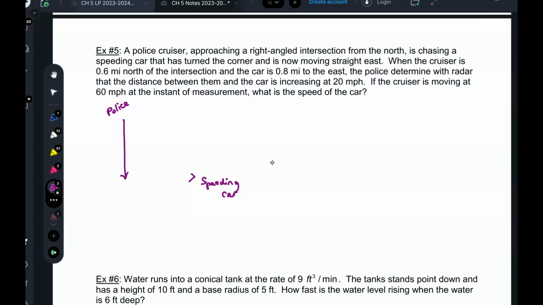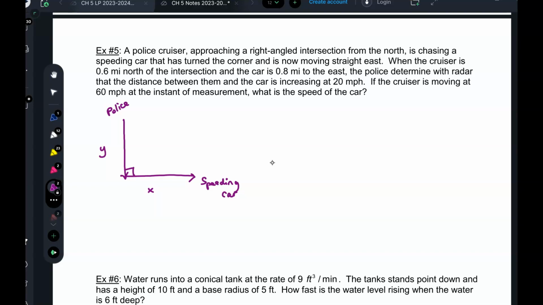Come on, Z. It's moving east. It's moving east, which means it's coming from the west. Stop, just stop. They're not talking about Z. We literally just wasted 30 seconds on that. Now, there's my right angle. My police car is going this way, the speeding car is going this way.